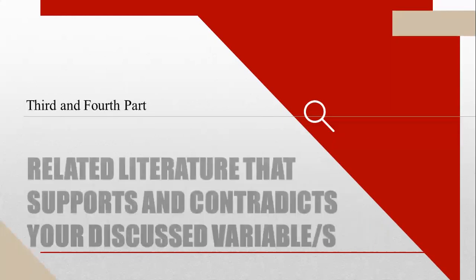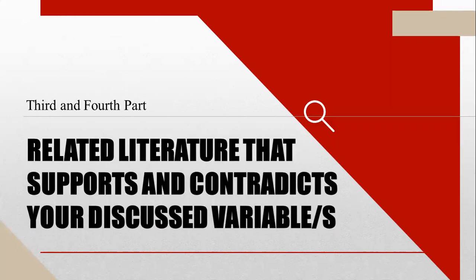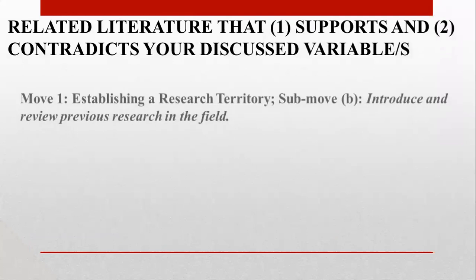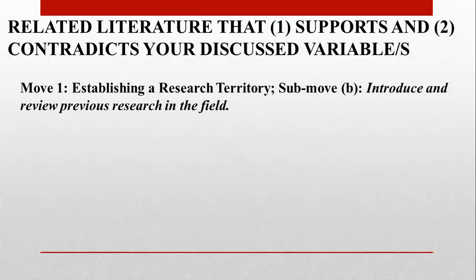The third and the fourth part, we have related literature that supports and contradicts your discussed variables. You have here to establish a research territory where you are going to introduce and review previous research in the field. This part is important because you will provide evidence to prove the mentioned variables in your study. In this section, move one of the three rhetorical moves is being applied: establishing the research territory.